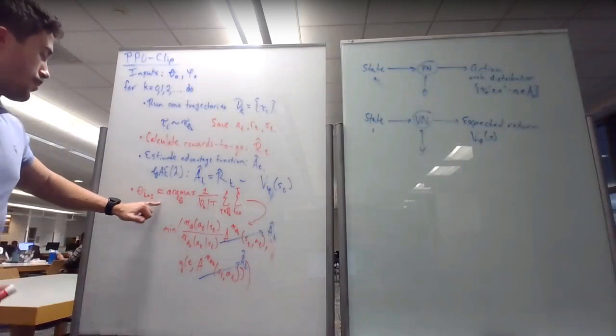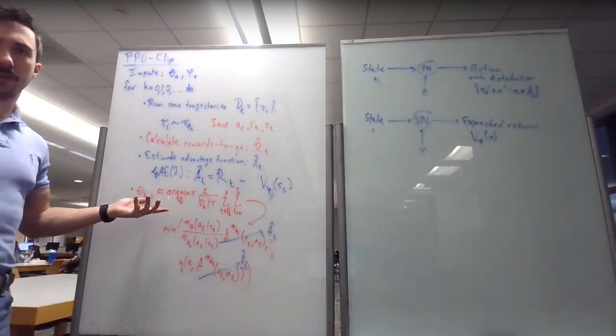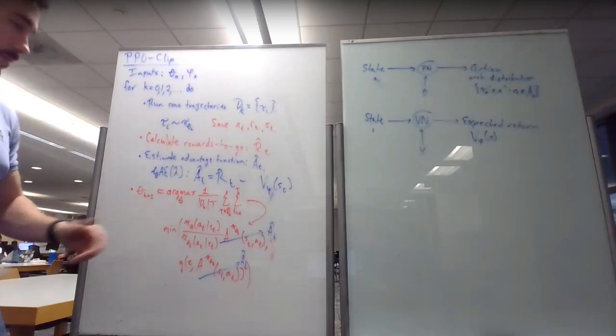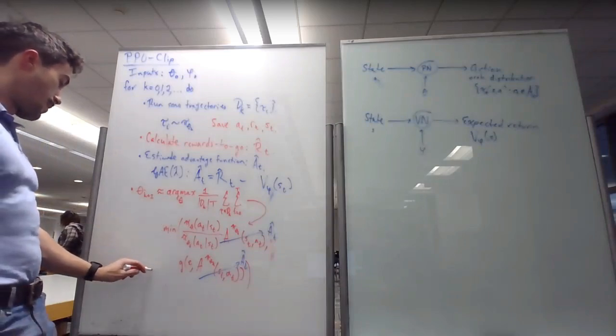And so the way you actually do this update is, how do you find the argmax? Like, how do you find the policy weights that give you this thing? Well, you do this with SGD, with Adam.